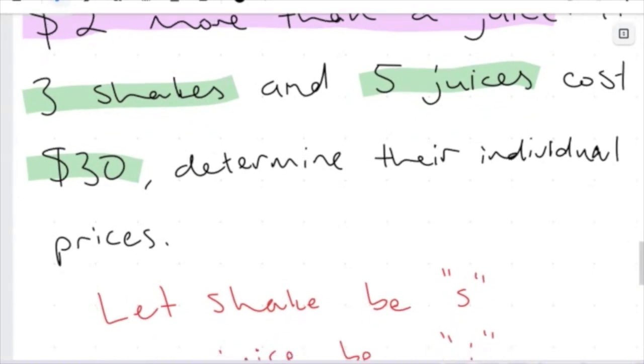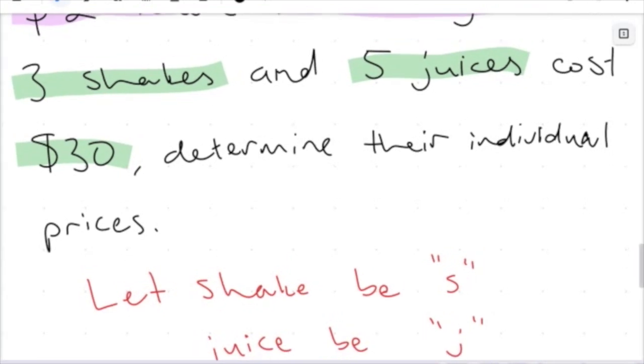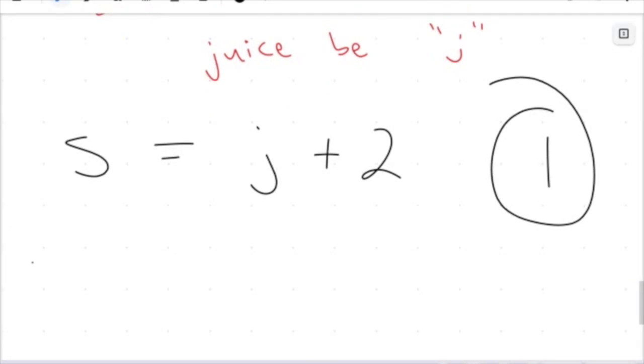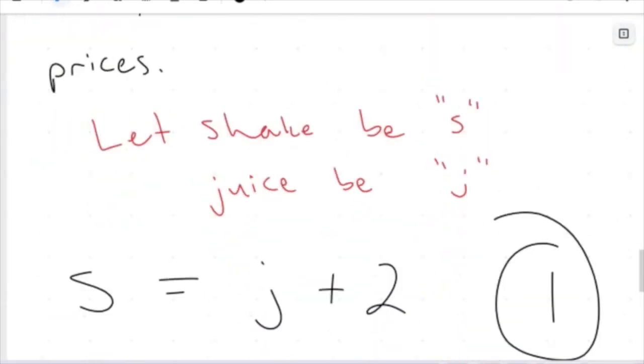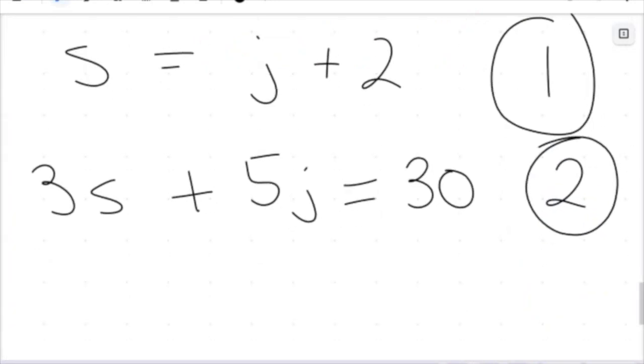And our second equation, 3 shakes and 5 juices cost $30. So this is taking us back to algebra and how we could break down these different bits of information. So I have 3 shakes, so 3 lots of the price of 1 shake. So 1 shake is just S, so 3 shakes is going to be 3 lots of S. So 3 shakes plus 5 juices equals $30. And now we have our two simultaneous equations.